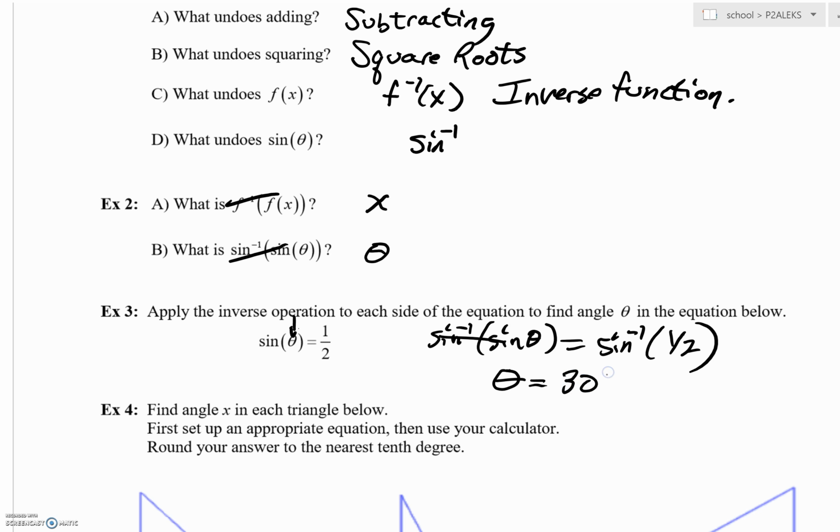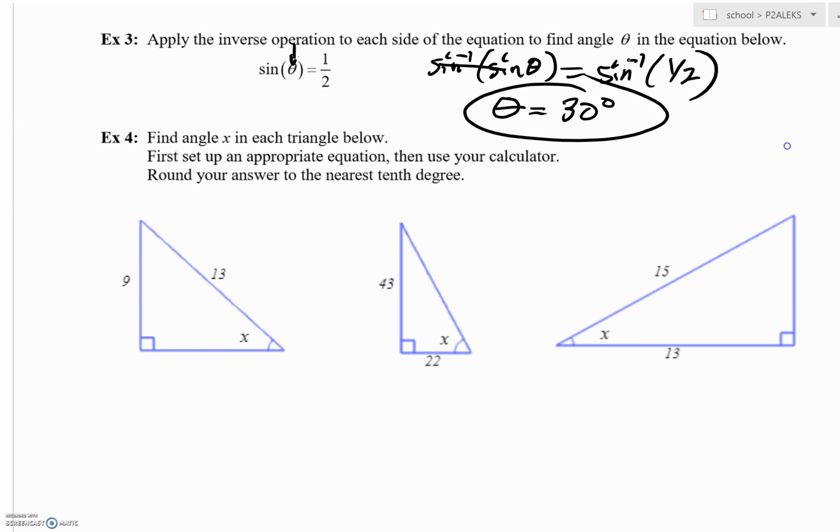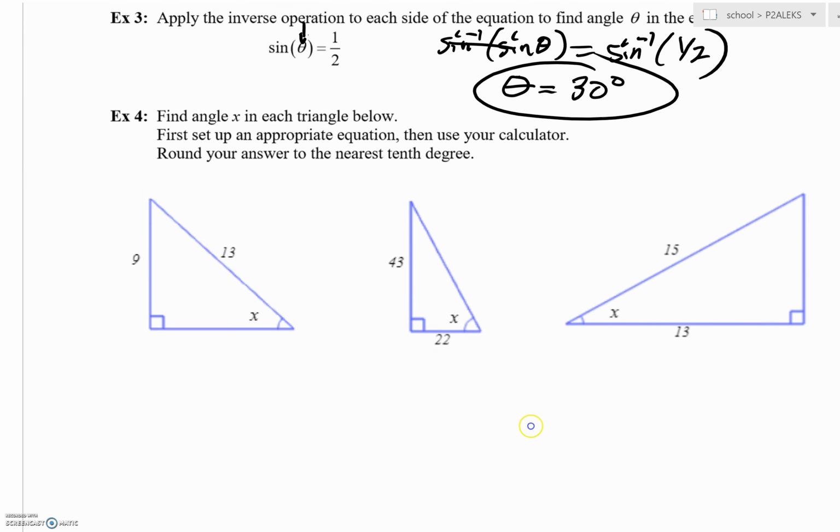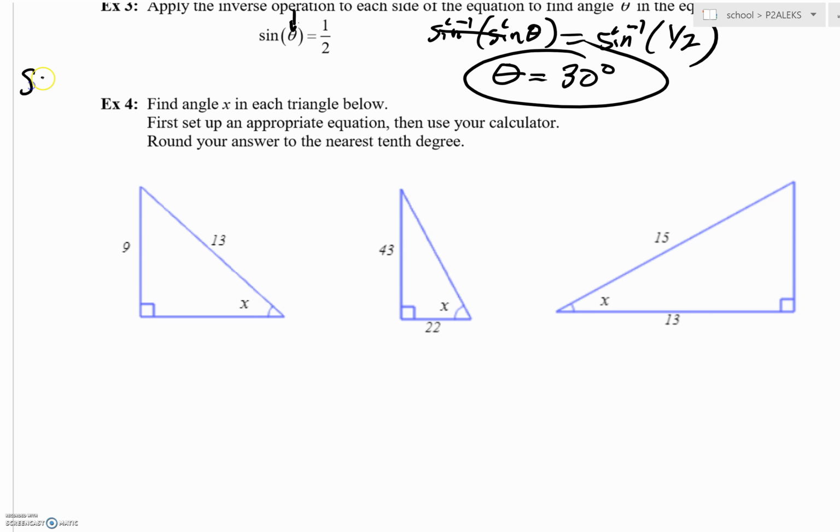Okay? So that's primarily what we're going to be doing today. Real quickly, we're going to do 3 application problems. And the wonderful thing is, guys, you're still going back to this real important mnemonic of SOHCAHTOA.